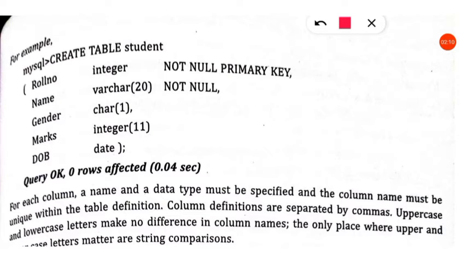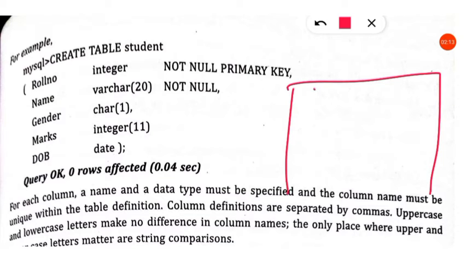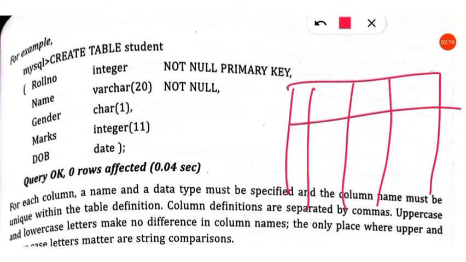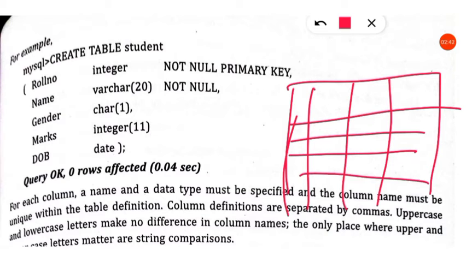For the column name, in our table we will consider roll number as the first column. Roll number should be of integer data type and it should be not null, that is, null values will not be allowed; that column should have values. Then it is the primary key, that is, this column will uniquely identify each row. Roll number will uniquely identify each record. So this column is the primary key.